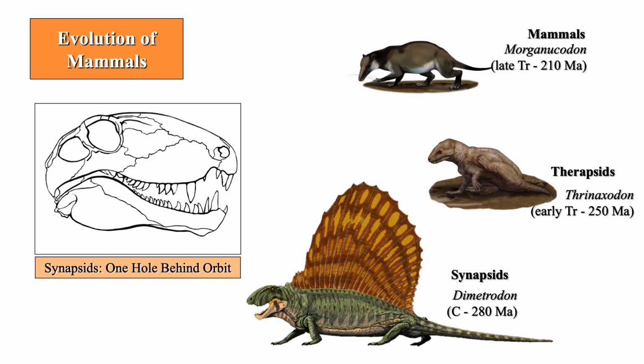Morganucodon is an individual that was around 4 inches in length. Its skull would have been about an inch long, just for scale. They are relatively small, shrew-sized animals that, in all likelihood, were burrowers. The therapsid group here, represented by Thrinaxodon, is known to have burrowed, and I showed you an example of a burrowing Thrinaxodon that was buried, and we see them very frequently preserved that way.